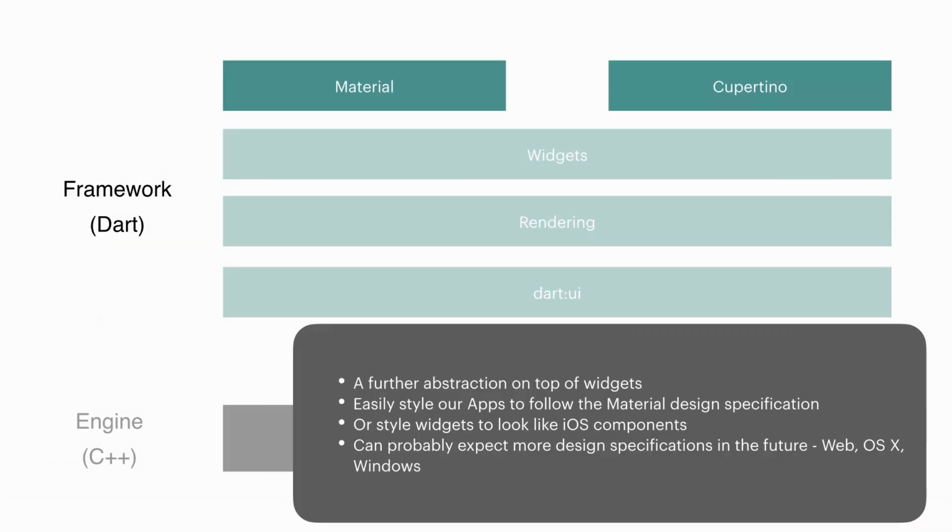And these are just examples. There are many different Material and Cupertino widgets. So instead of us having to customize our widgets to follow the Material Design specification, for example, we can instead just use these Material widgets and easily incorporate that design into our application. So in the future, Flutter will probably support even more specifications, for example, macOS and Windows, and also the web.